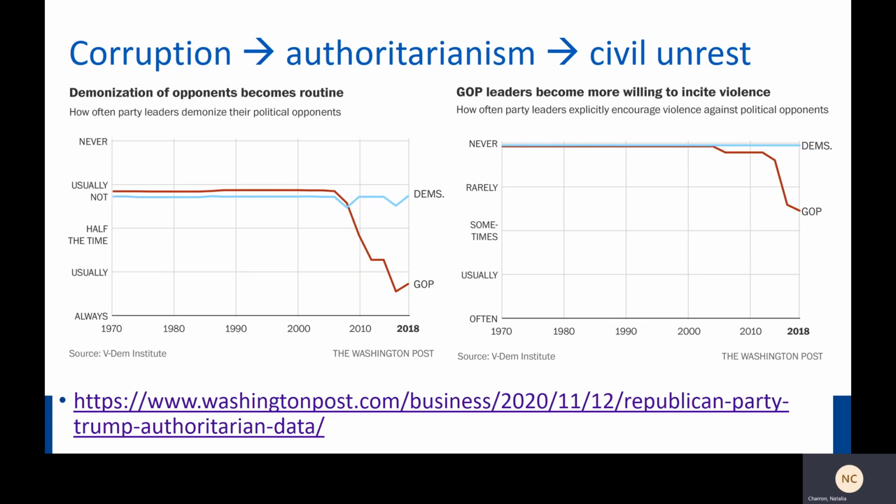So, as demonization of opponents of the different political parties becomes routine, as political leaders are more willing to openly incite violence, that's a warning sign that we should probably get under control. And again, I note that this data stops in 2018, after which, if anything, anecdotally, I feel like trends have gotten worse.